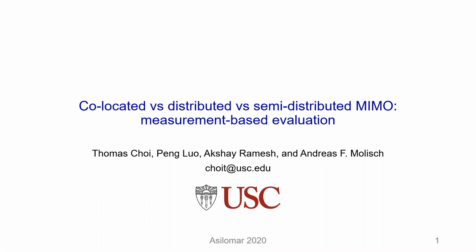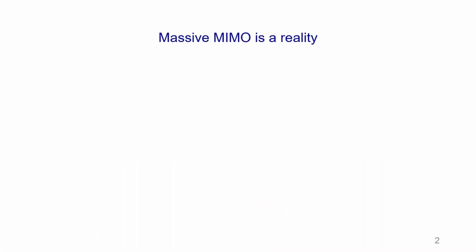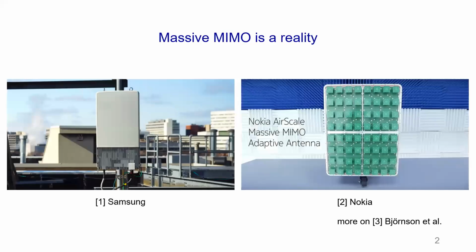Today I'll talk about a paper titled "Co-located versus Distributed versus Semi-distributed Massive MIMO: Measurement-based Evaluation," which is a topic related to the trending cell-free massive MIMO or distributed massive MIMO. Thanks to many researchers in the domain, massive MIMO has become a reality.